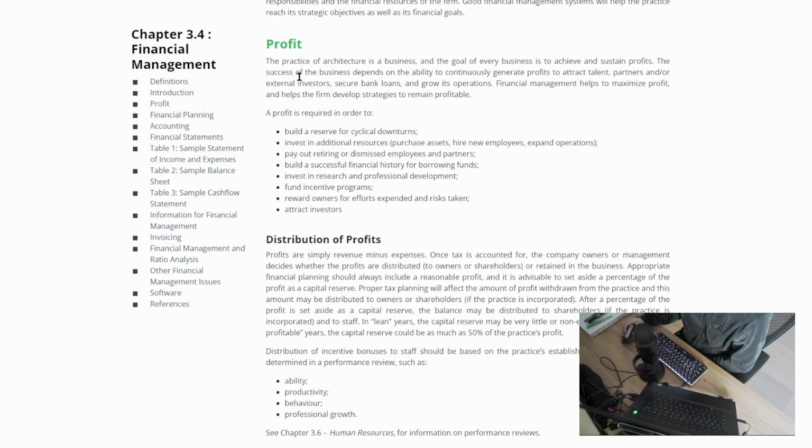Profit. The practice of architecture is a business, and the goal of every business is to achieve and sustain profits. The success of the business depends on the ability to continuously generate profits to attract talent, partners, and/or external investors, secure bank loans, and grow its operations. Financial management helps to maximize profit and helps the firm develop strategies to remain profitable.